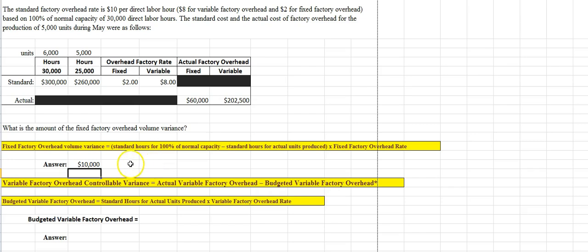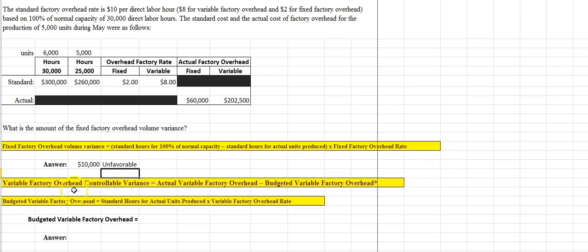As I said, it's unfavorable because we underused our fixed overhead capacity by 5,000 hours. If I tell you, you pay me $60,000 and you could use this machine for up to 30,000 hours, but you only used it for 25,000 hours, well, you sort of left some money on the table, right? Which isn't good. You didn't make full use of your whole $60,000 of fixed factory overhead. And that's the logic behind this. That's why you have a $10,000 unfavorable variance.